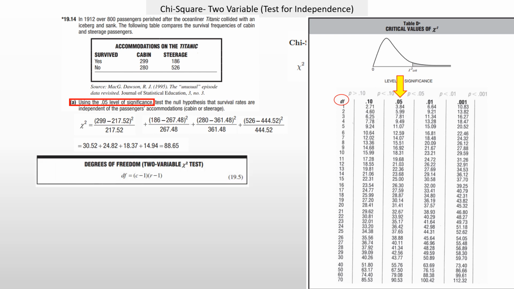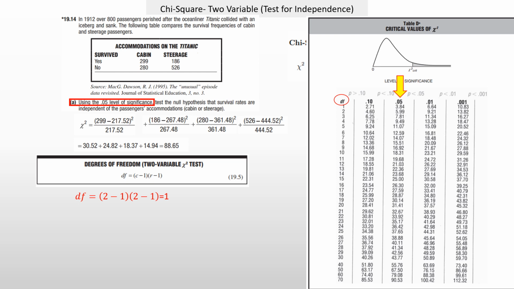In this case, degrees of freedom are given by C minus 1 times R minus 1. So C is column, R is row. This is referring to the original table given with the observed values only, without the expected. The original table in the question has 2 columns, cabin and steerage, 2 categories, and then it has 2 rows, yes, no. So we're going to have 2 minus 1 times 2 minus 1, which gives us 1.